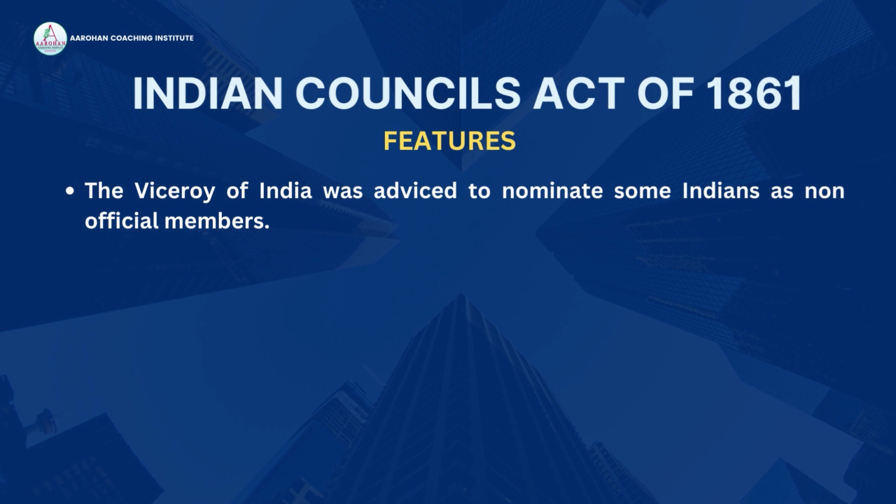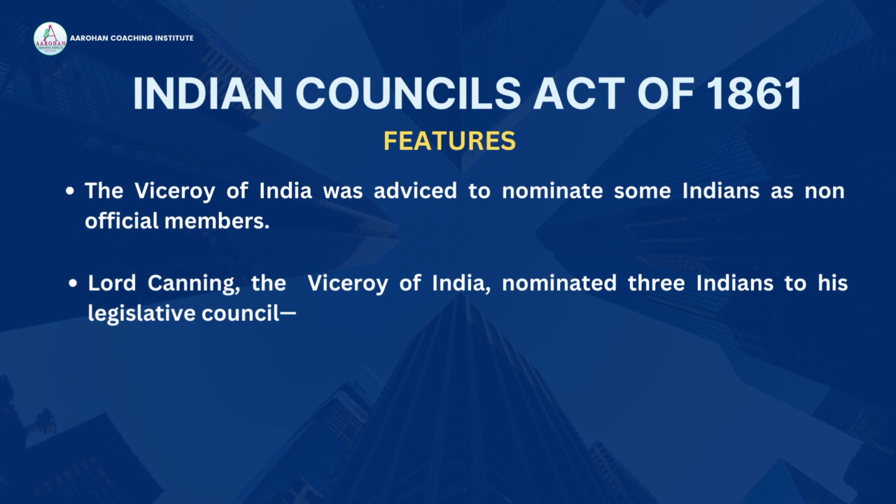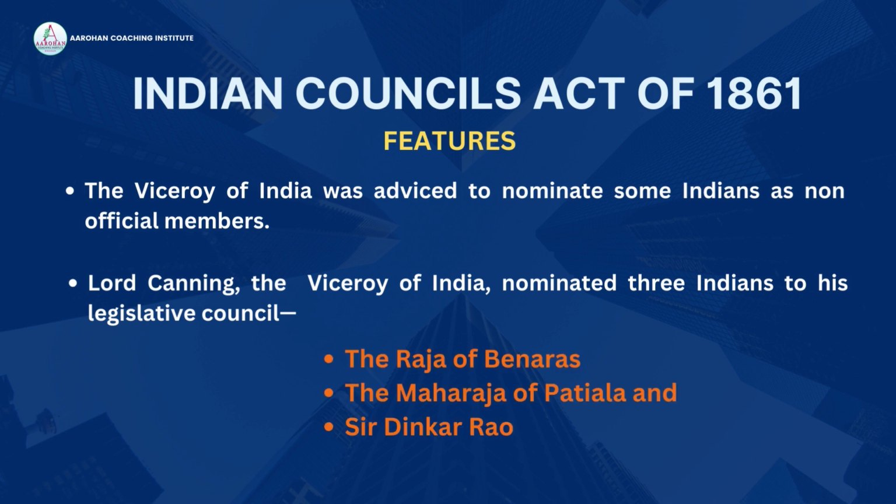It made the beginning of representative institutions by associating Indians with the lawmaking process. Under this act, the Viceroy of India was advised to nominate some Indians as non-official members. In 1862, Lord Canning, the then Viceroy, nominated 3 Indians to his Legislative Council, and they were the Raja of Banaras, the Maharaja of Patiala and Sir Dinkar Rao.